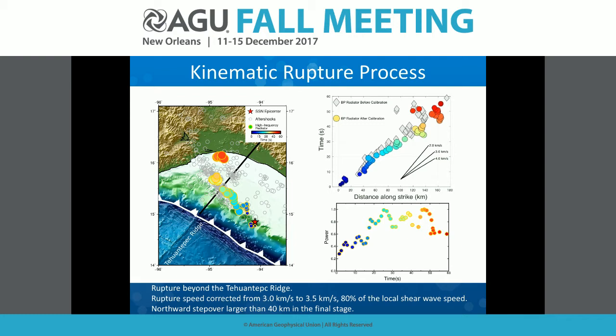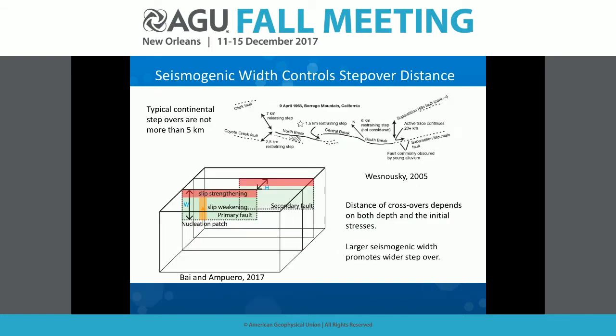The other feature here is that towards the end of the rupture, we see some additional radiation stepped over towards the north. That's a very interesting feature. And this step over distance is about 40 kilometers. That's pretty large, right? In typical continental settings, like in California, this step over is probably not more than 5 kilometers. And a recent paper by Bai and Arturo conducted dynamic simulations, and they argue that if the seismogenic width is really large, the dynamic stress will be able to reach further and give us a larger crossover distance.